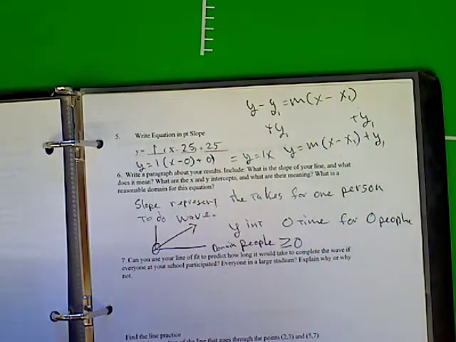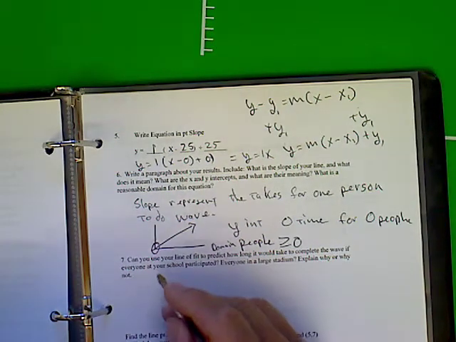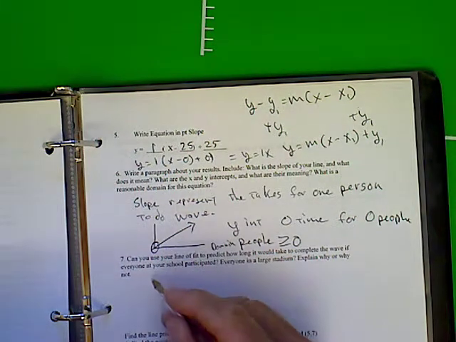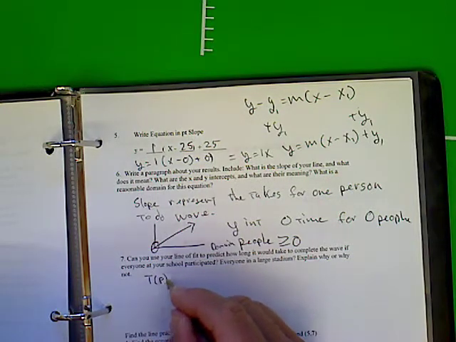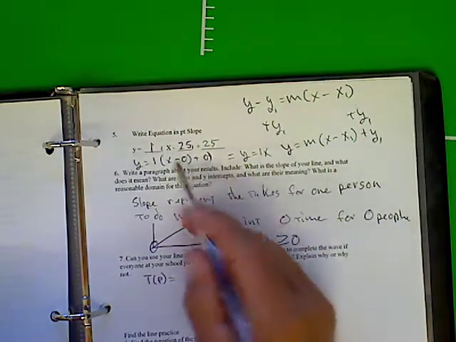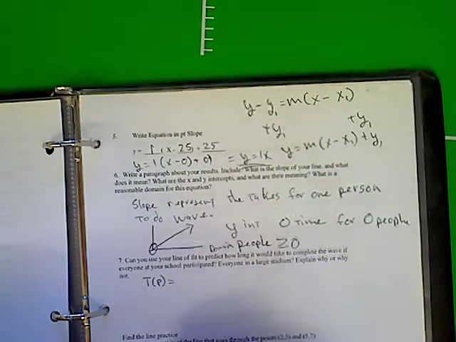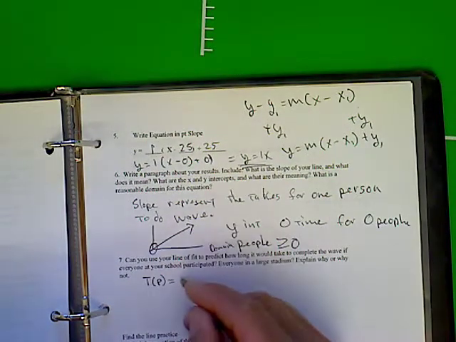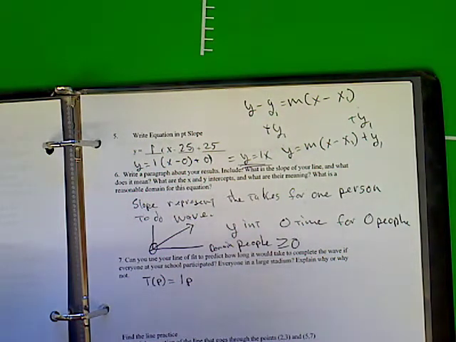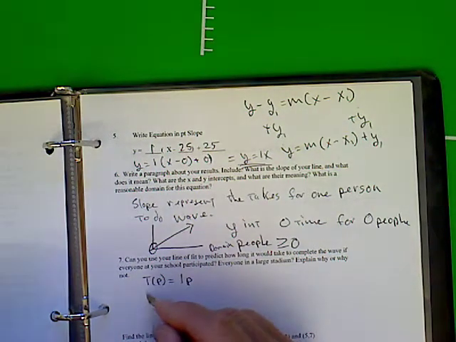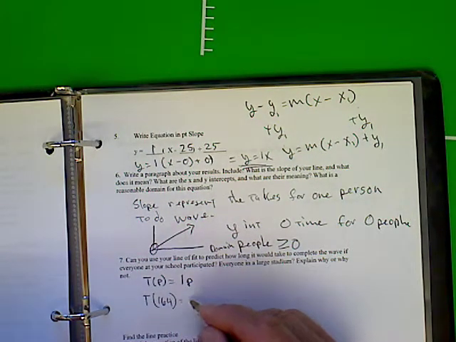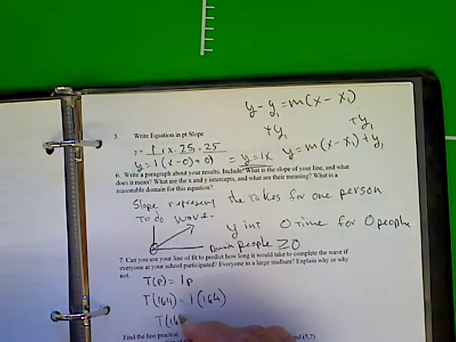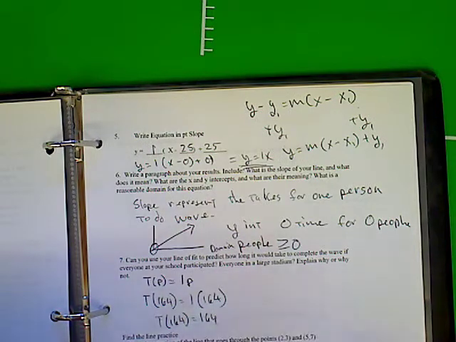Can you use your line to predict how long it will take to complete the wave if everyone at the school participated? Sure, we could. I'm going to write it in function notation. The time that it takes to do the wave is a function of the number of people. In this case, I'm going to plug into my equation, the one up there: y equals 1x, or 1p. If there are 164 people at the school, 1 times 164 is just 164. That's how many students there are in the school.